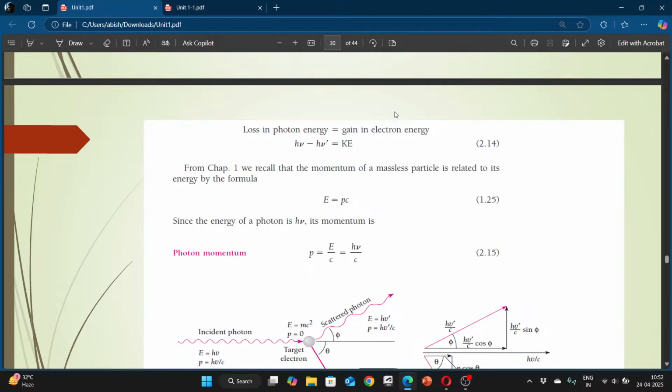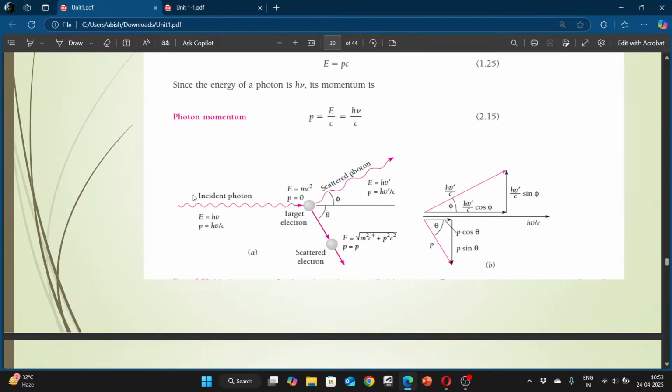The loss in photon energy is the gain in electron energy: h mu minus h mu dash is equal to Ke. From chapter 1, we recall the momentum of massless particles is related to its energy by the formula E equal to pc. P is, I assume, the momentum, which is mv, so mvc. So the energy of the photon is h mu. Its momentum would become h mu by c.